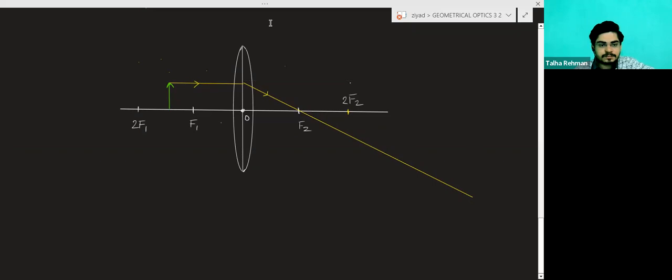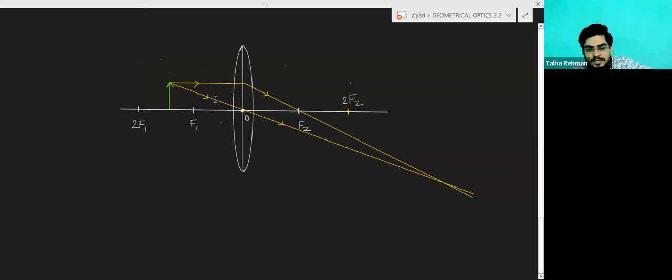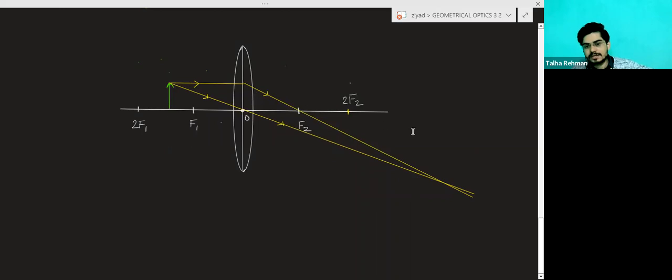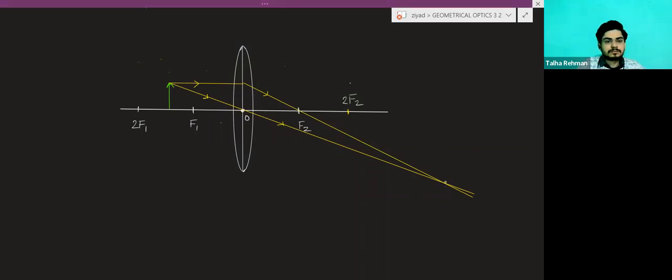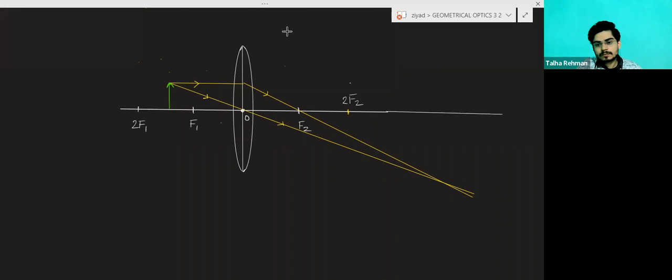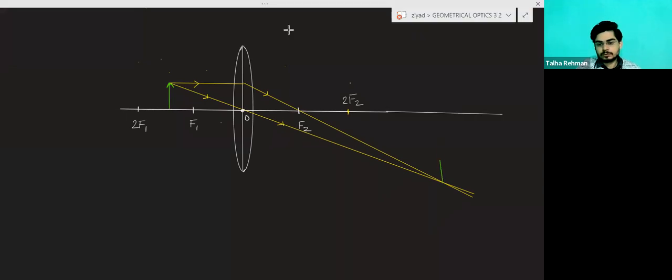Another ray from the object is passing through the optical center like this. When the ray passes through the optical center, it will pass straight. So you can see the second ray is passing straight, and both the rays are meeting here after refraction from the lens. So here the image will form.